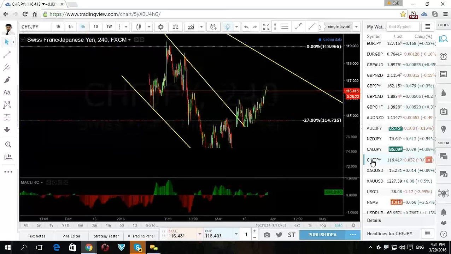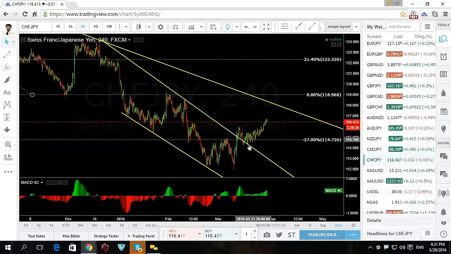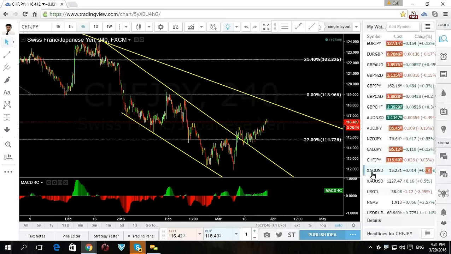Swiss, stay out of it. Going up, remember yesterday I said it was looking messy. It may even look like it's going down. Just stay out of it. It's not very clear, and when it's not clear, stay out of it.